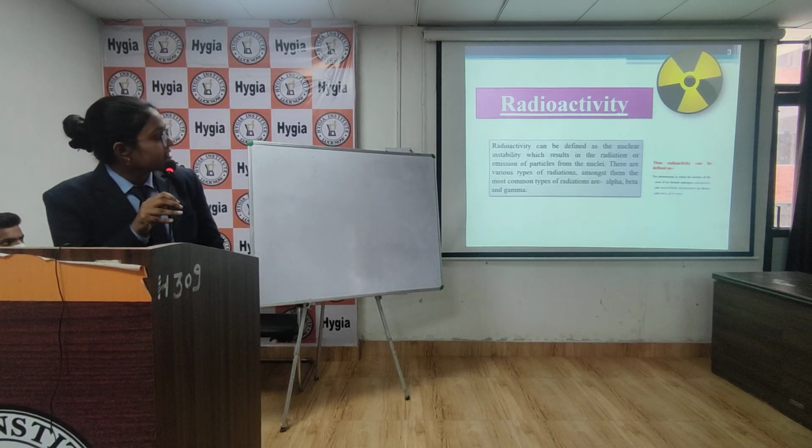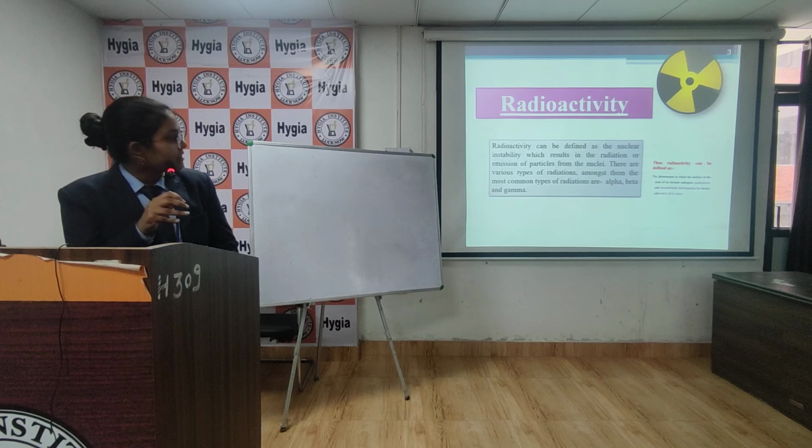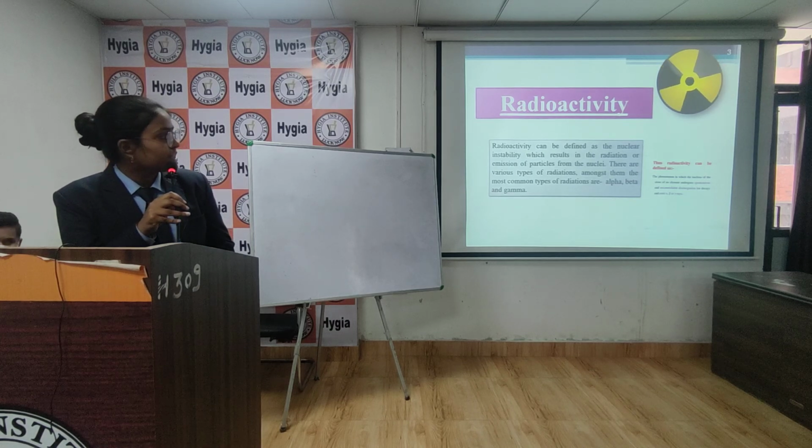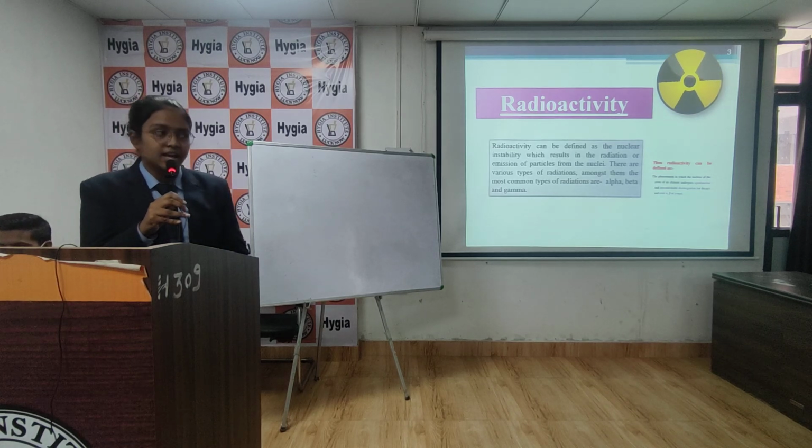So the content says, radioactivity can be defined as the nuclear instability which results in the radiation or emission of particles from the nuclei. There are various types of radiations. Amongst them, the most common types of radiations are alpha, beta, and gamma particles.